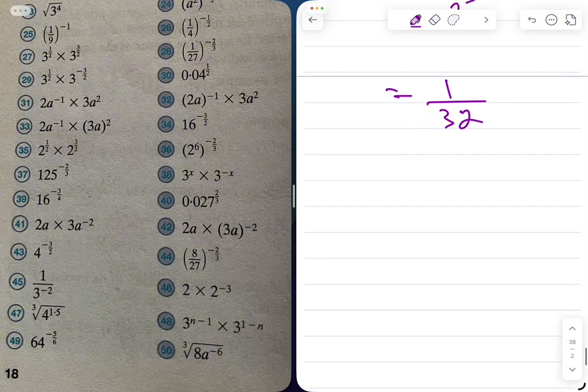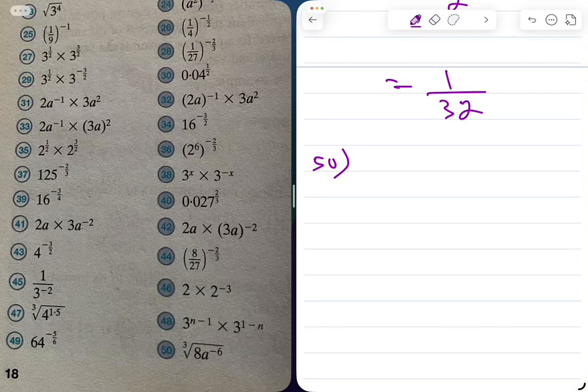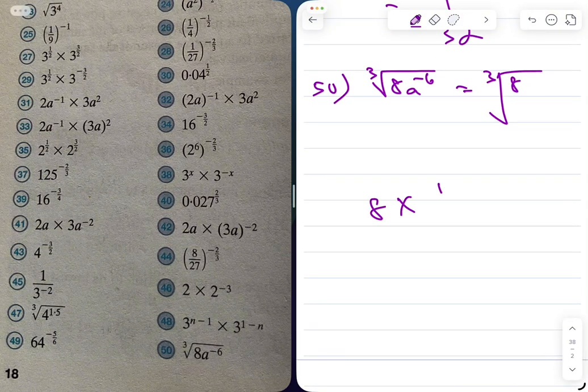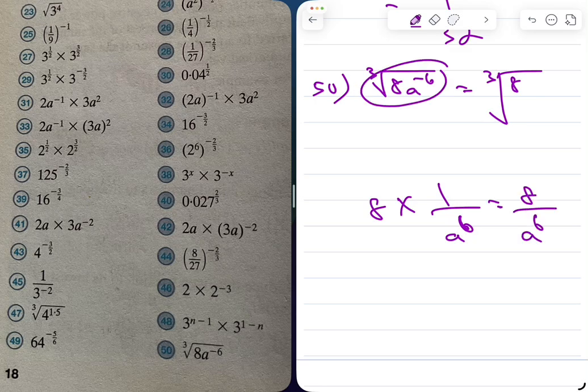And now to the next, which is number 50. That's the cube root of 8a raised to the power minus 6. First of all, 8a raised to the power minus 6 simply means 8 times 1 over a raised to the power 6, and that is 8 over a raised to the power 6. So this will become the cube root of 8 over a raised to the power 6.